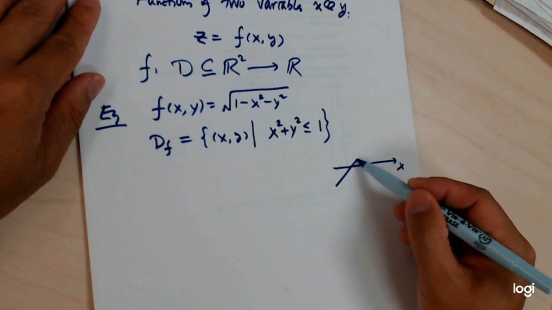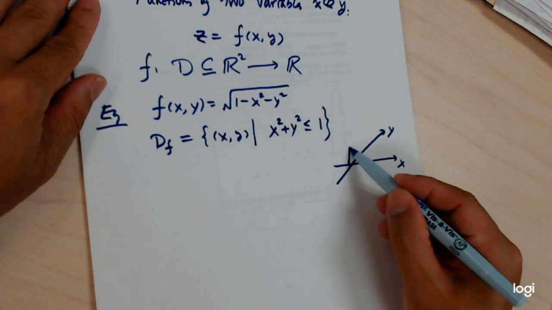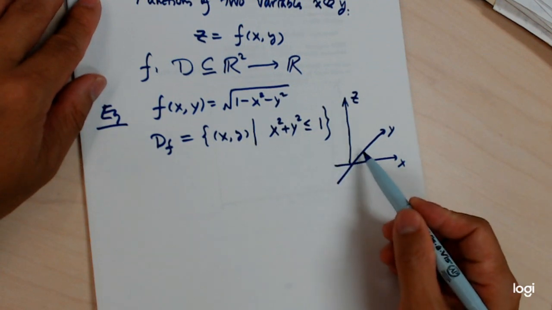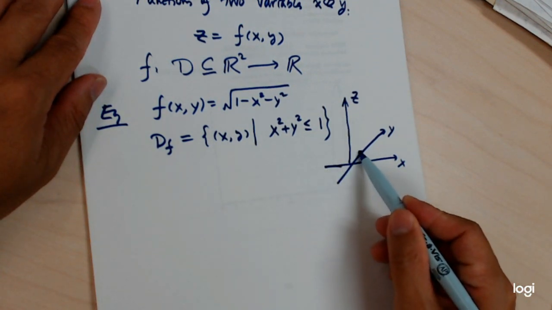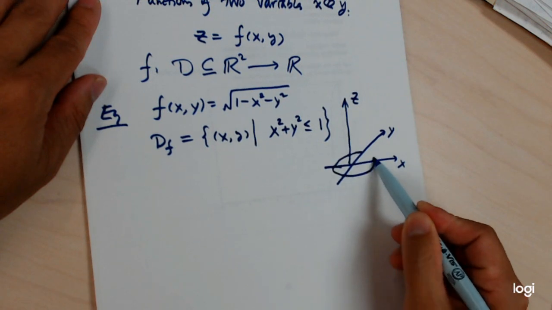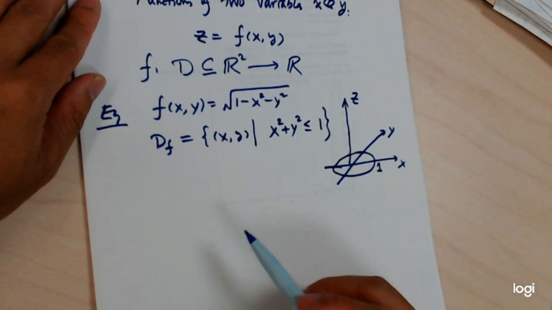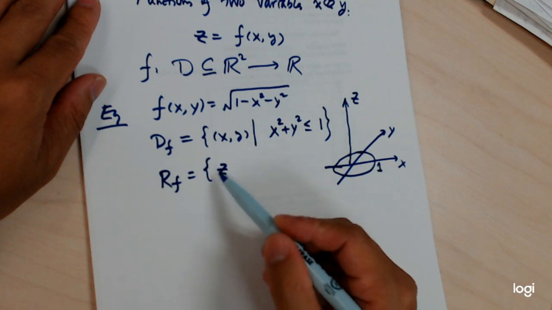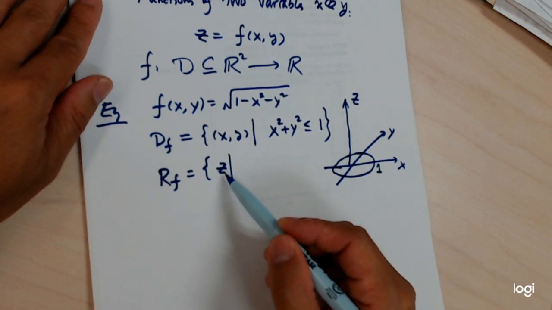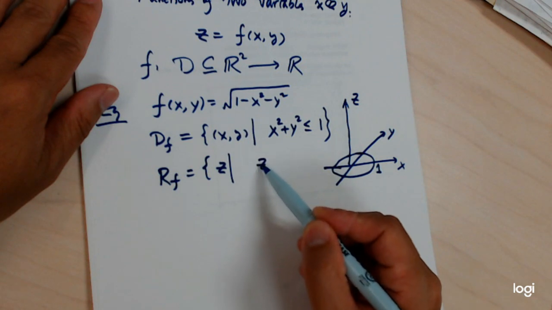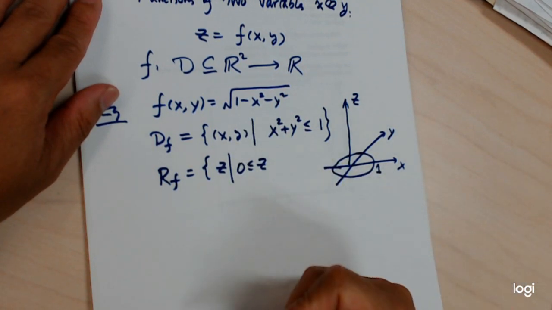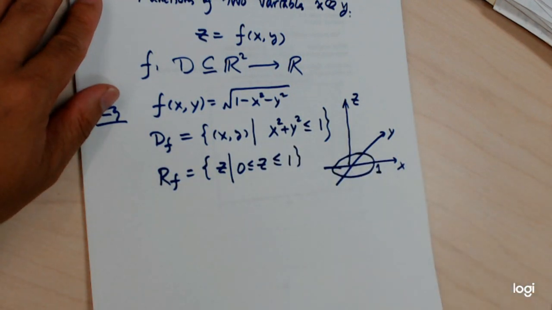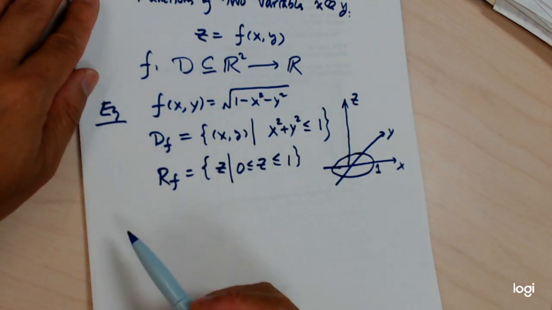This is the x-axis, this is the y-axis, and the vertical axis is the function's value z. The domain is clearly a unit disk that has radius 1, and the range, that is all the z values, a single real number that is between, well, obviously the square root, bigger than 0 and also less than 1. The z value is something between 0 and 1. So that's the domain and range.